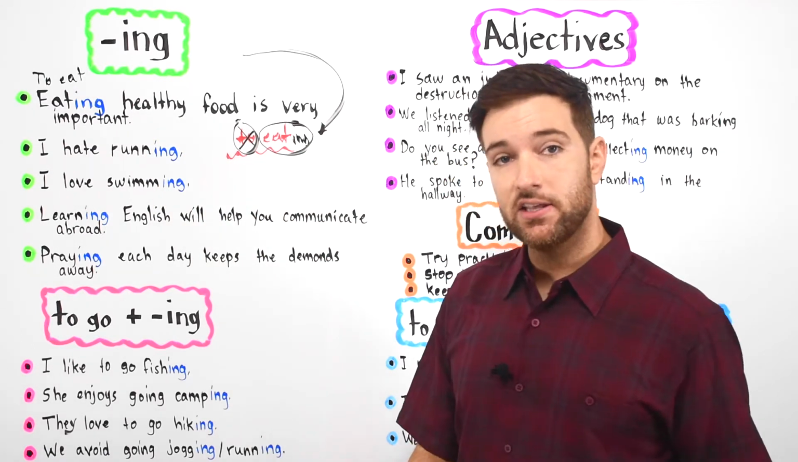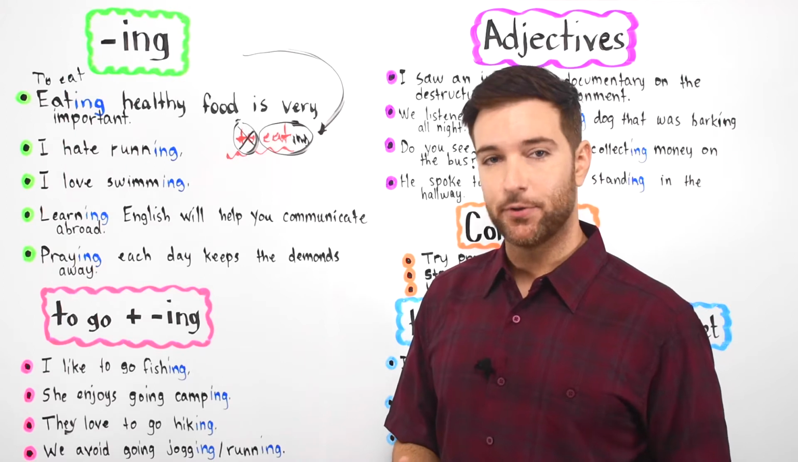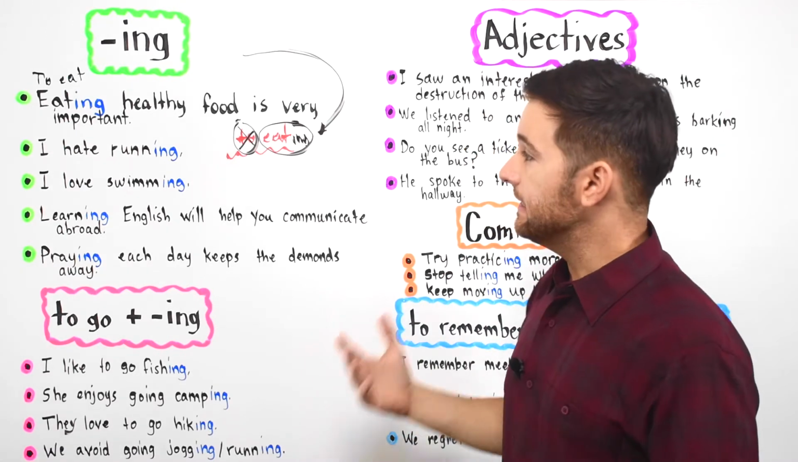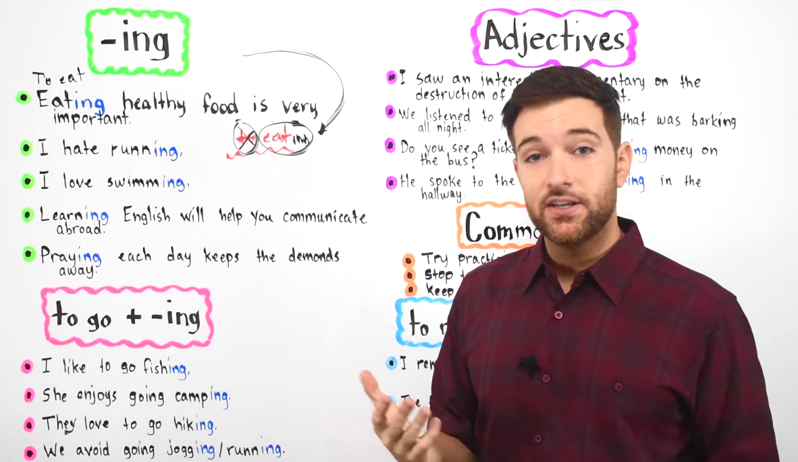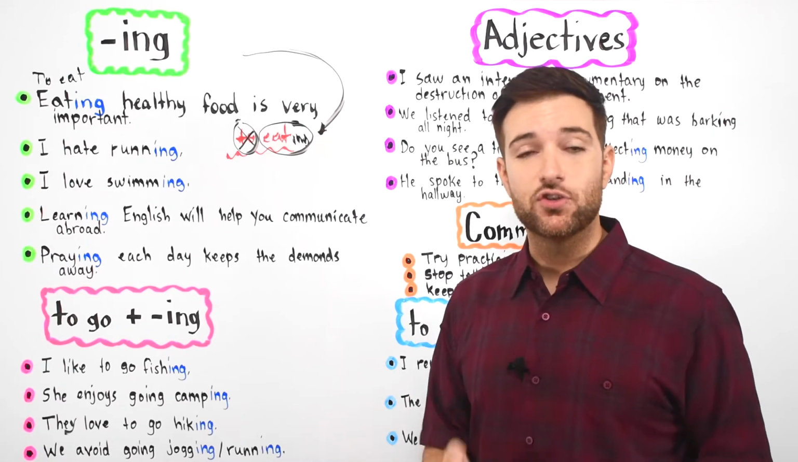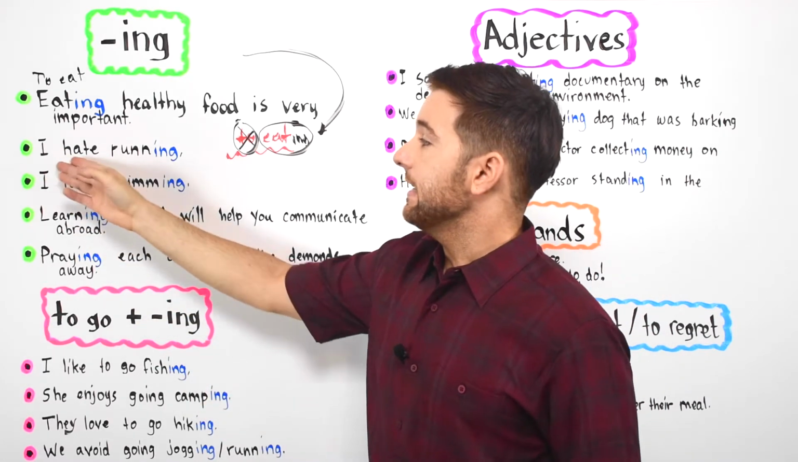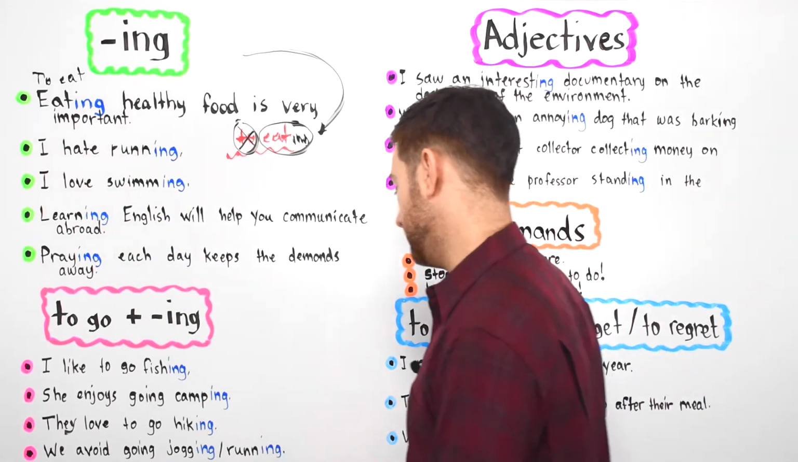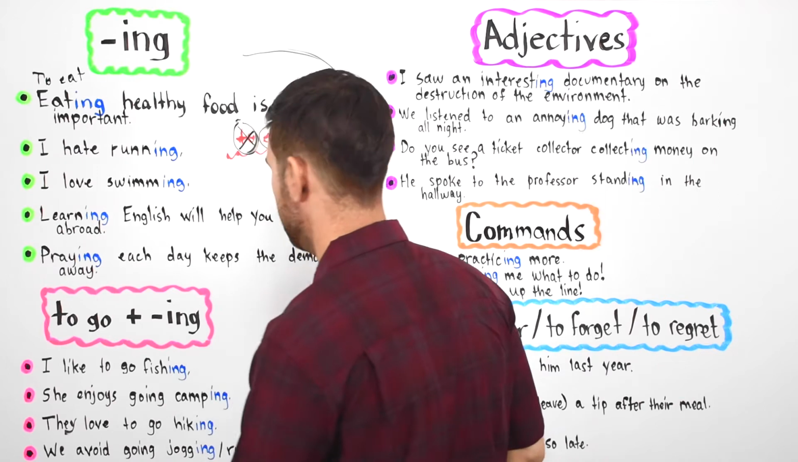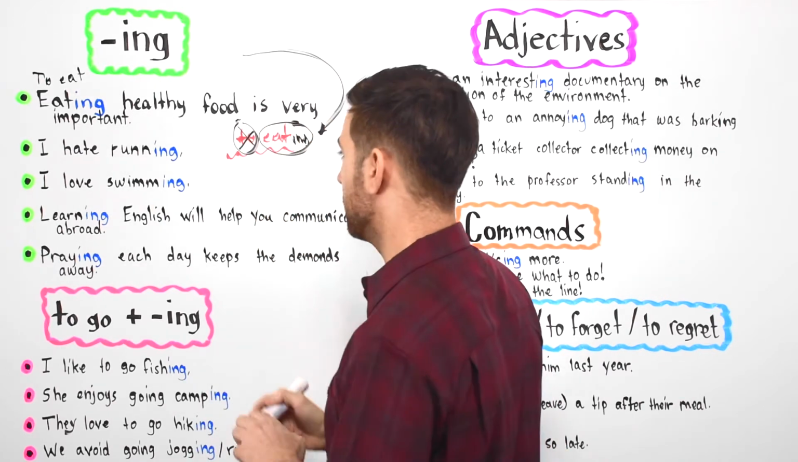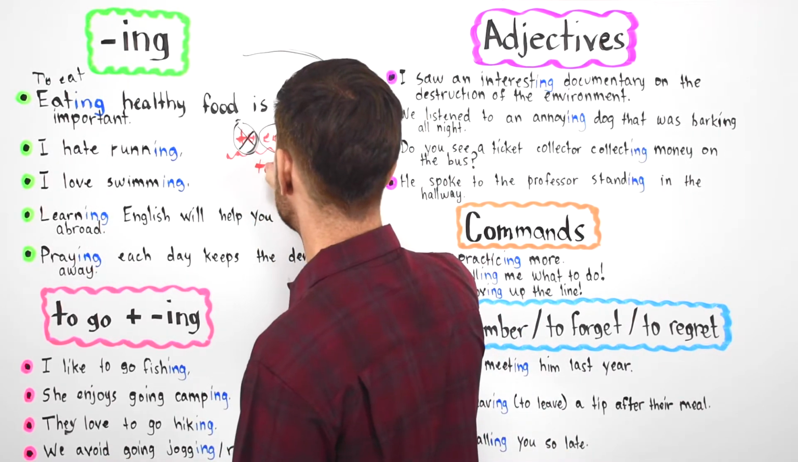So let's go ahead and look at some other examples. So we have eating healthy food is very important, and you can see that the noun eating is describing an action, but it's not considered a verb. And then we have I hate running. And you know that running comes from the verb to run.